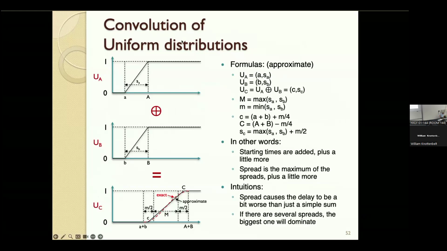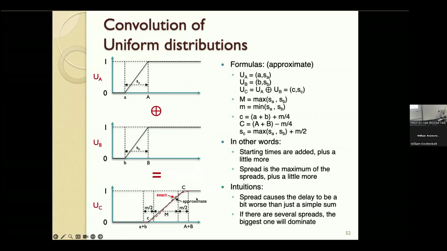So the first thing I want to show you is convolution of uniform distributions. So here we have two uniform distributions, A and B. A has a spread from little a to big A. B has a spread from little b to big B. So we can characterize each of these distributions with two parameters. And now we have a distribution C, which is the convolution. So it's like you're connecting component A and B to make component C.